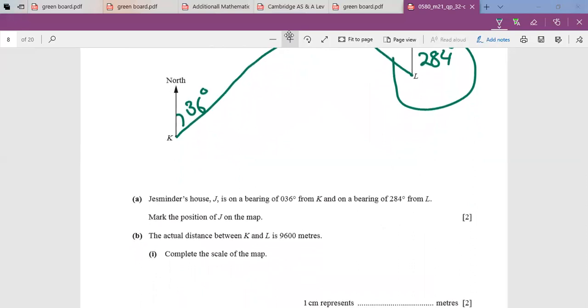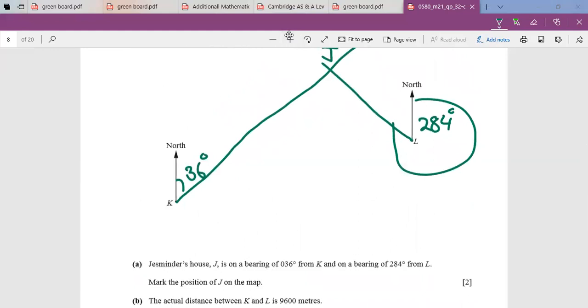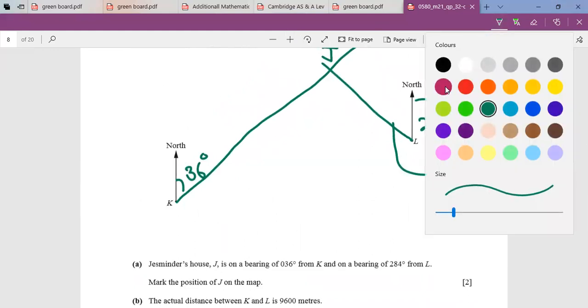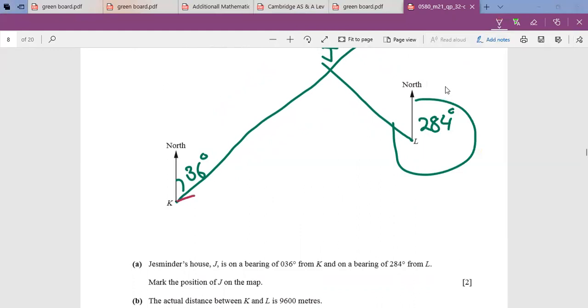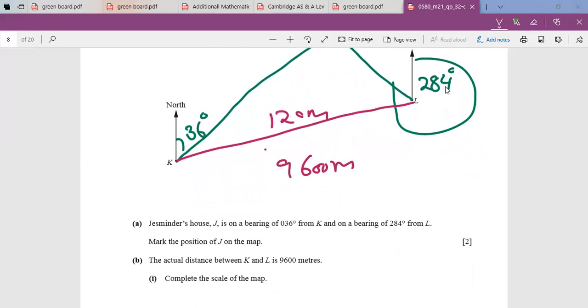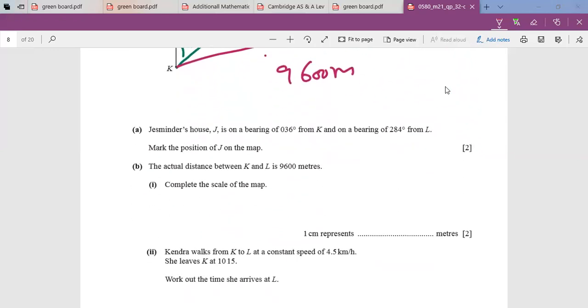Then the actual distance from K to L is 9,600 meters. But when you measure this with a ruler, you're going to find it to be 12 centimeters. That is our diagram. Then you're saying complete the scale: 1 centimeter represents what? According to our diagram, 12 centimeters represents 9,600 meters.